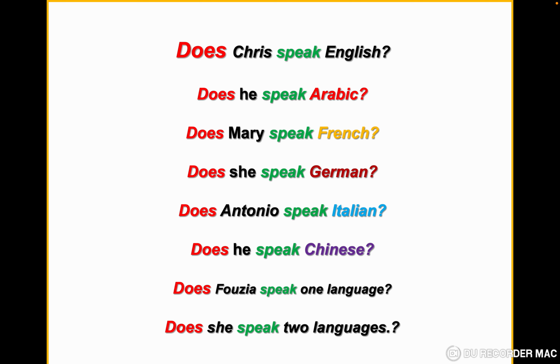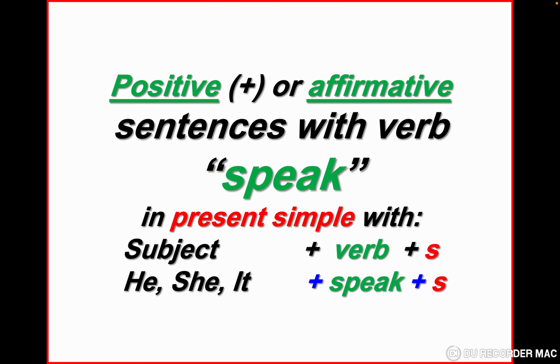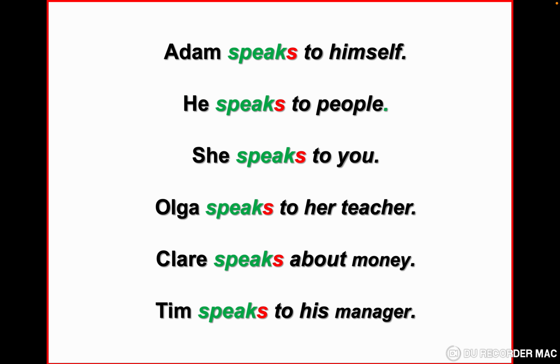Let's see more examples. Positive form. Adam speaks to himself. He speaks to people. She speaks to you. Olga speaks to her teacher. Claire speaks about money. Tim speaks to his manager. Let's repeat after me. Adam speaks to himself. He speaks to people. She speaks to you. Olga speaks to her teacher. Claire speaks about money. Tim speaks to his manager.